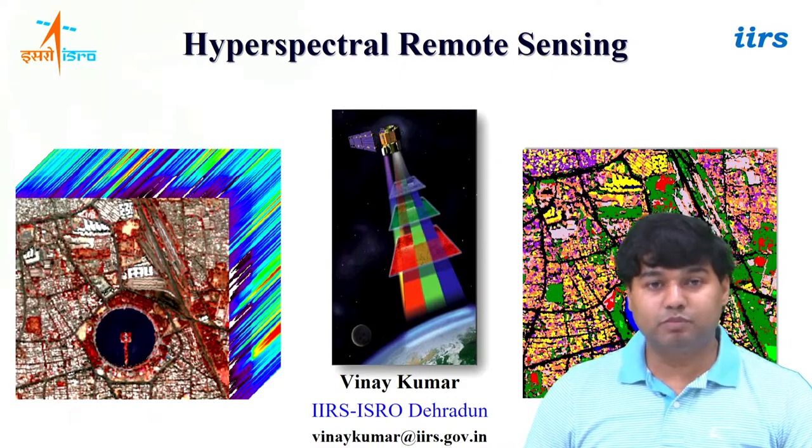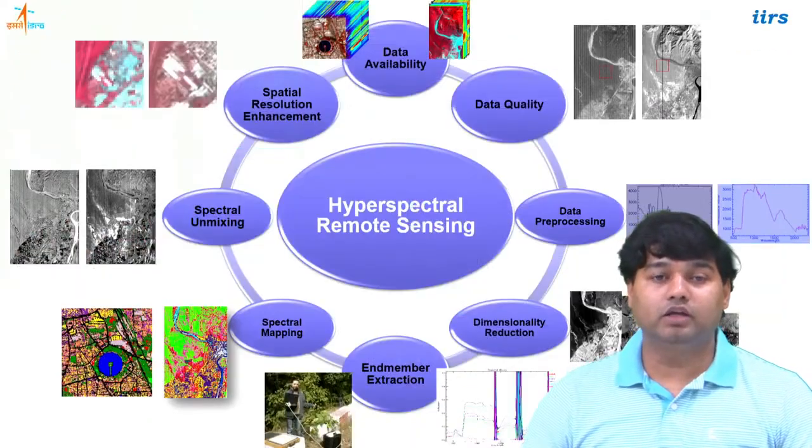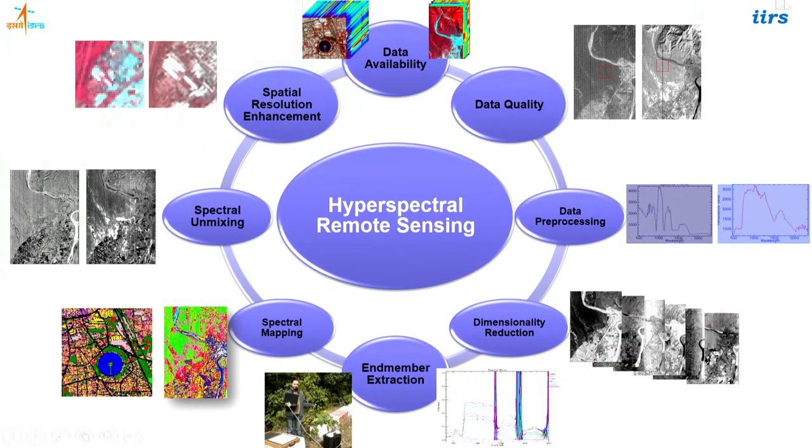So in this particular talk, I'll be covering data availability. What are the data, from where you can get the data sets, what are the data sources, then what is the data quality. Whenever you download the data, you will see that when you have an excessive number of bands, the data are affected with certain kind of noise. So how to deal with it?